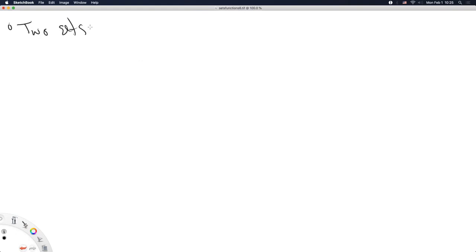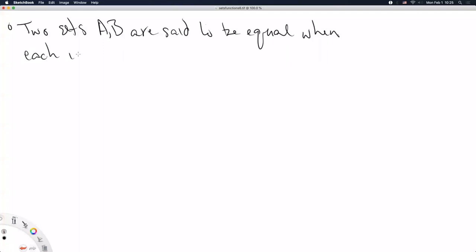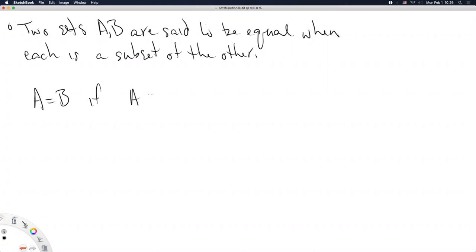Two sets, A and B, are said to be equal when each is a subset of the other. And so I don't mean proper here, so I'm just going to leave it out. I mean improper, as Christian was saying. So A is equal to B if A is a subset of B and B is a subset of A.